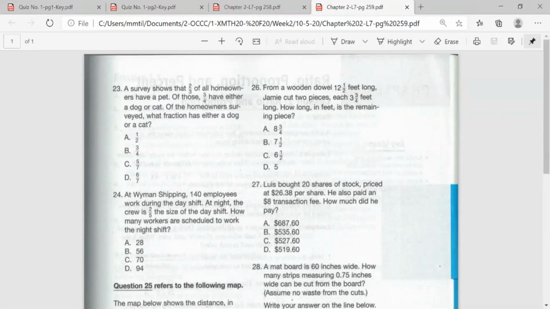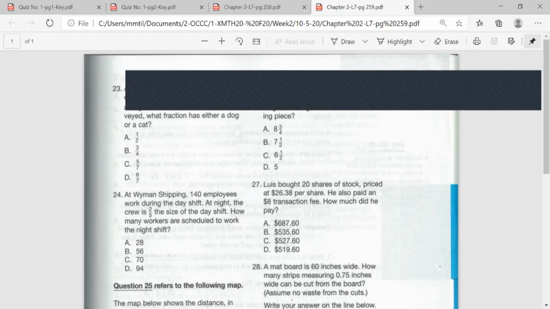So 2/3 own a pet. Of those, 3/4 have either a dog or a cat. So what would we do with that 3/4 fraction? What are we going to do with it? I have no idea. I draw a blank. Okay, well, let me show you on a whiteboard here. You guys are bringing up good problems, and that's what we need to do.